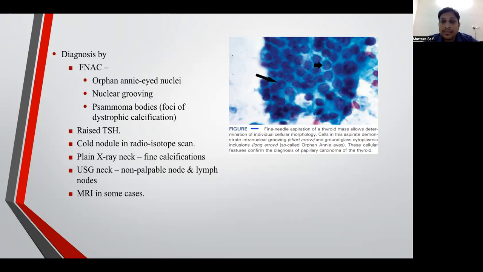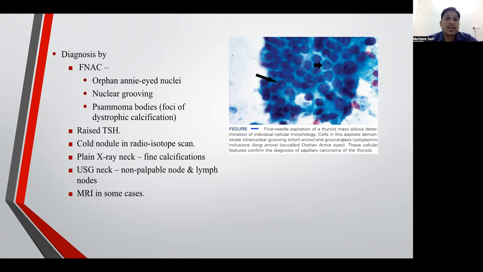This inclusion, so-called Orphan Annie eye nuclei, looks like this. These cellular features confirm the diagnosis of papillary carcinoma of the thyroid. So this way you can diagnose a papillary carcinoma of the thyroid. Orphan Annie eye nuclei, nuclear grooving, psammoma bodies, foci of dystrophic calcification, are known as psammoma bodies.